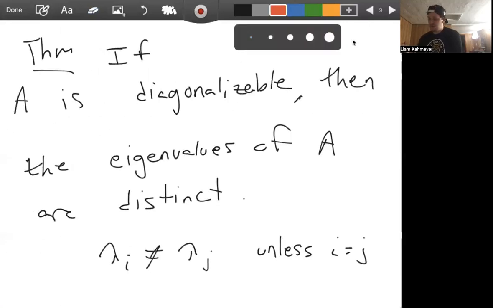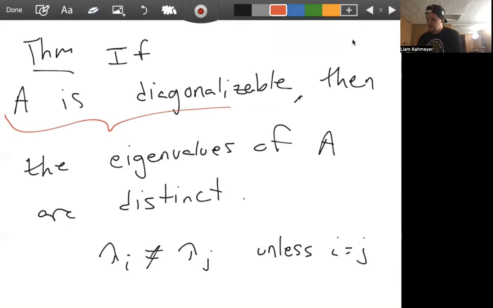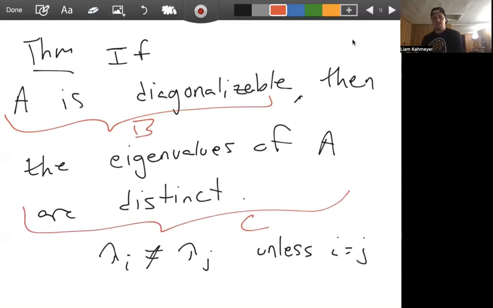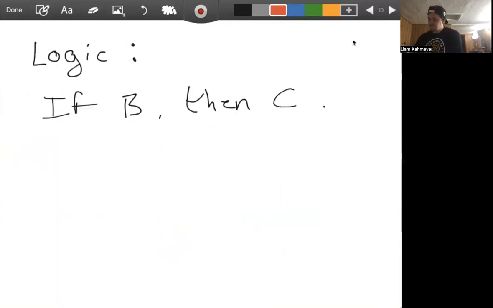We can think of B as the statement A is diagonalizable, and we could think about the statement C as the eigenvalues of A are distinct. And so what does this mean? This means you get to assume that B is true, and then you have to show that assuming B is true implies C is also true. This is also B implies C.